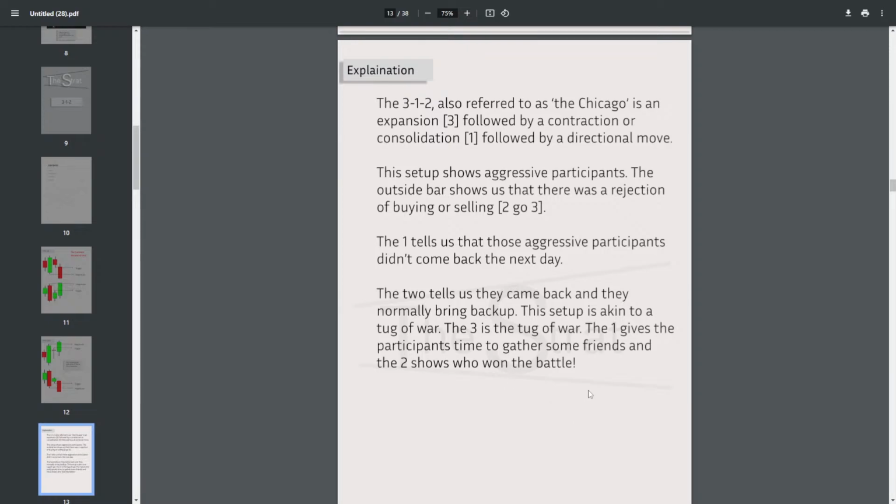And what I mean by that is this setup is very similar to a tug of war. And the 3 is the tug of war. They tried one side, then failed, took the other side. The 1 gives the participants in there time to gather some friends. And then the 2 shows who won that.